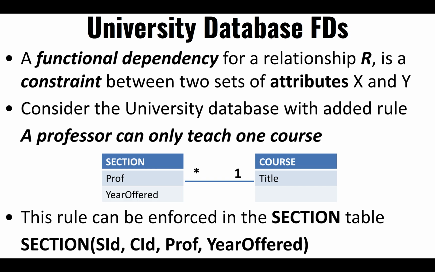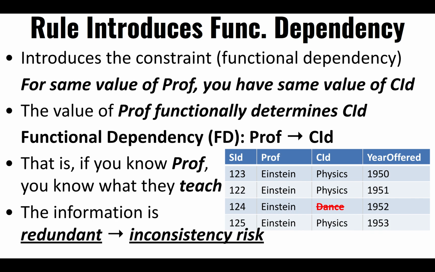So I want to identify what these dependencies are between professors and titles and the courses that they teach, and see if I'm breaking any rules, and if we can enforce them. If I identify some dependencies, I'm saying, well, if I know something, I can always calculate the rest. So, for instance, before any of these rules, my data might have looked like this. Einstein teaching physics, dance, physics. It might have been fine. There's nothing wrong with Einstein teaching dance.